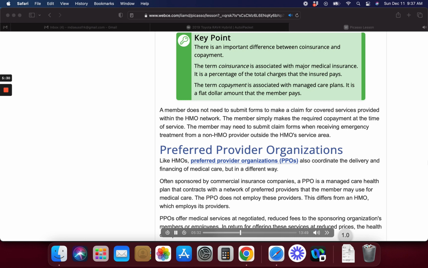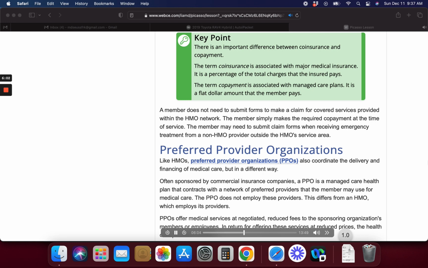The member may need to submit claim forms when receiving emergency treatment from a non-HMO provider outside the HMO service area. Preferred provider organizations. Like HMOs, preferred provider organizations, PPOs, also coordinate the delivery and financing of medical care, but in a different way. Often sponsored by commercial insurance companies, a PPO is a managed care health plan that contracts with a network of preferred providers that the member may use for medical care.